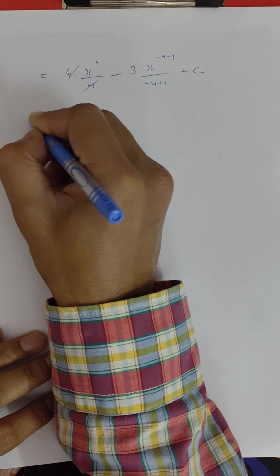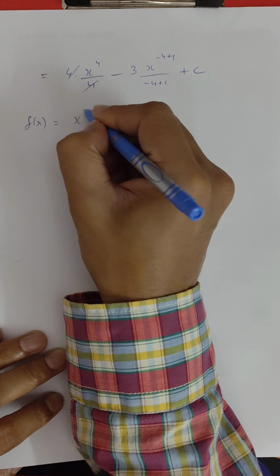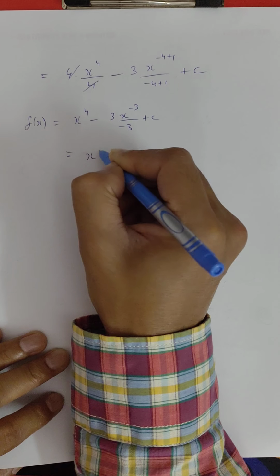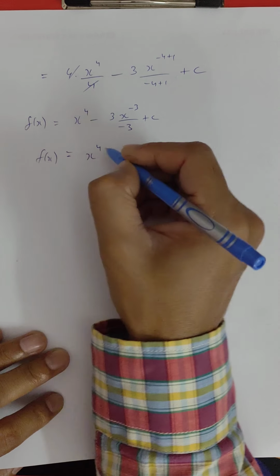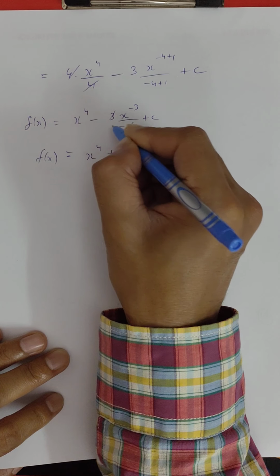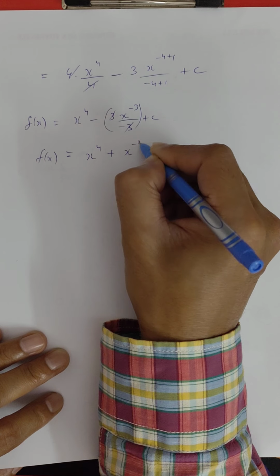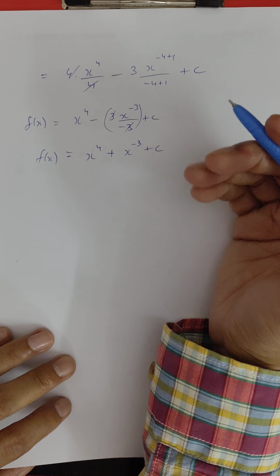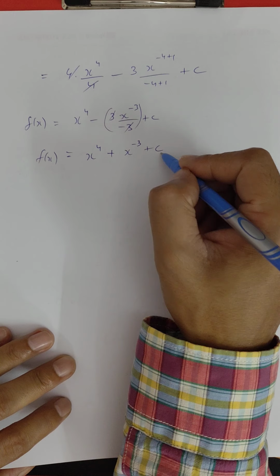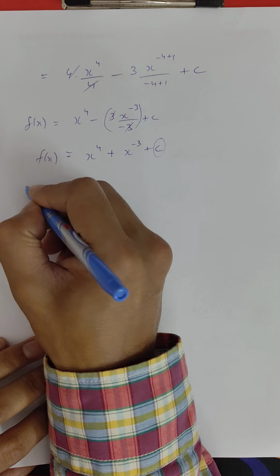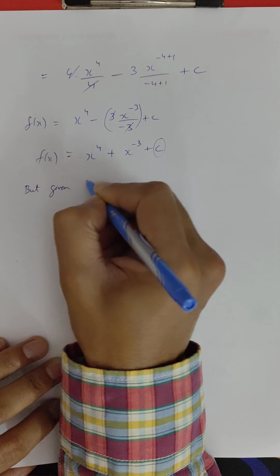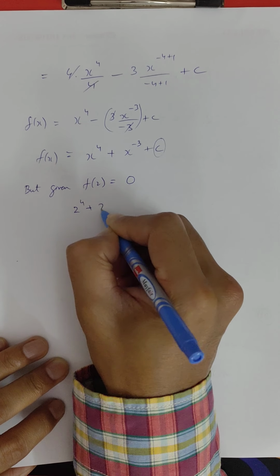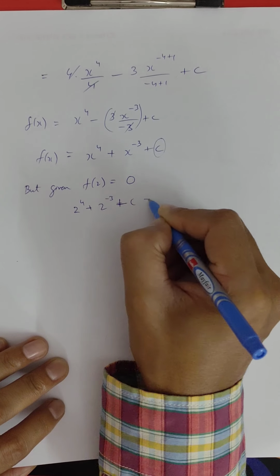4 cancels. So f of x is x power 4 minus 3 into x power minus 3 by minus 3 plus c. So that is our function. F of x is, 3 cancels, minus plus 1, x power minus 3 plus c. So this is our function with the integration constant. But in the options, we don't have this c. That means you are supposed to find out the value of the constant also. And for that, it is given that the value of the function at 2 is 0. So f of 2 will be 2 power 4 plus 2 power minus 3 plus c equal to 0.